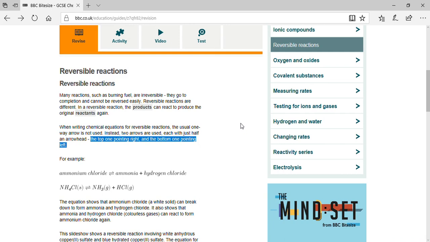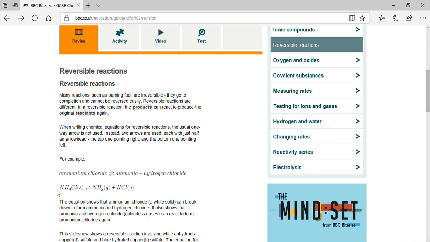Top one pointing right. You can see that there is a reaction, for example, ammonium chloride decomposing. You can break ammonium chloride by heat. When you give heat to ammonium chloride, it breaks into its constituent substances, converting into ammonia and hydrogen chloride, or hydrochloric acid.